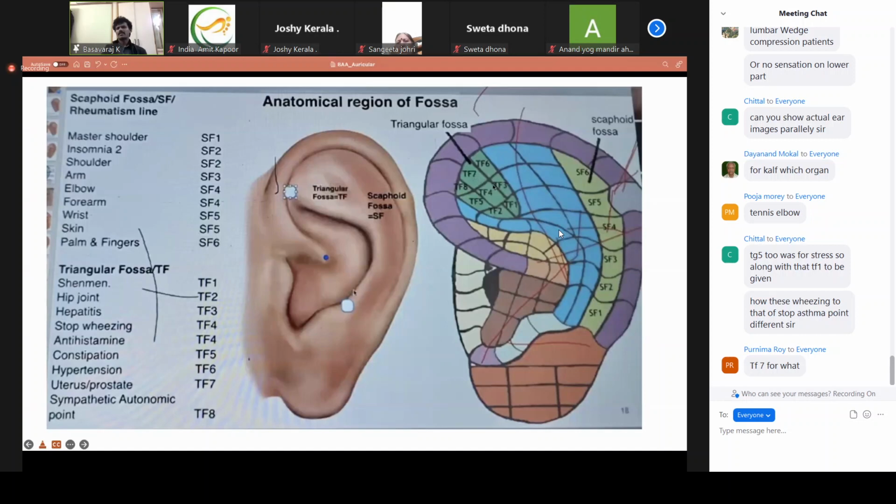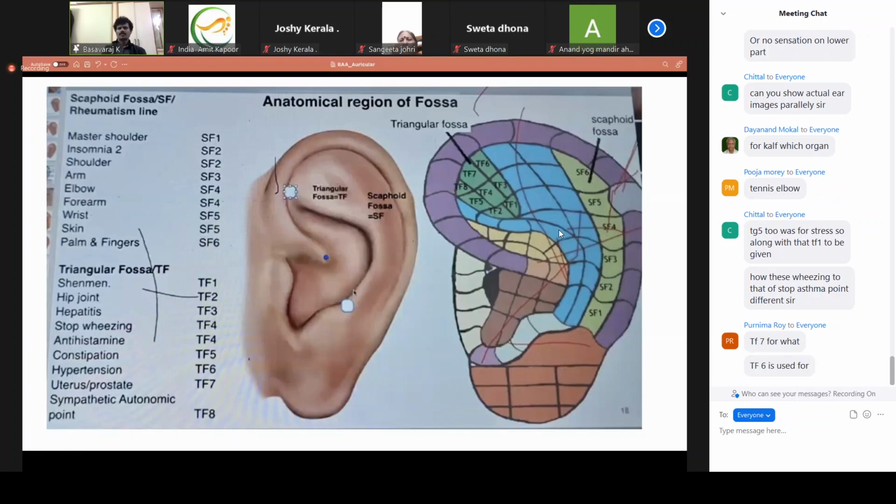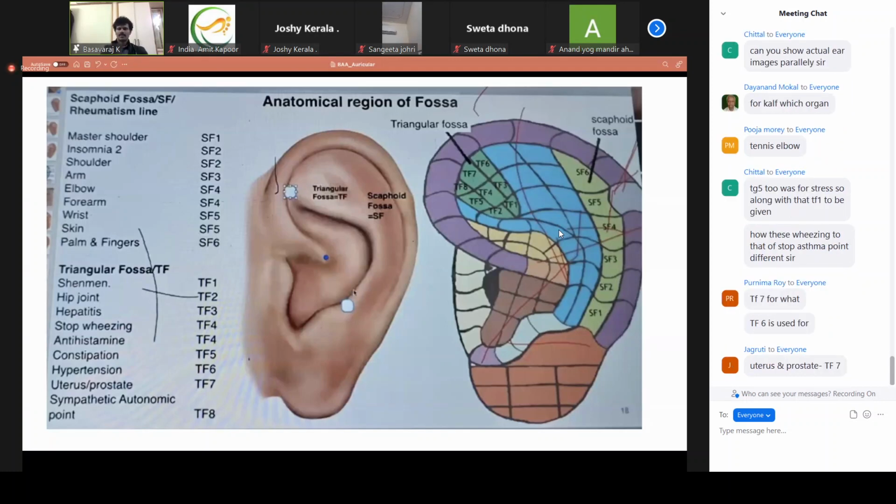Most of the time in the triangular fossa, we use Shenmen, IBP, and the third important one is uterus and prostate. If anybody is feeling endometrial thickness of the uterus, or in the gents, if there is incomplete urination or urine inconsistency, all those things you can treat with triangular fossa 7. Clear? So it is a small area, but it covers the maximum points, totally 8 points, and all 8 points we are using for different purposes. Clear?